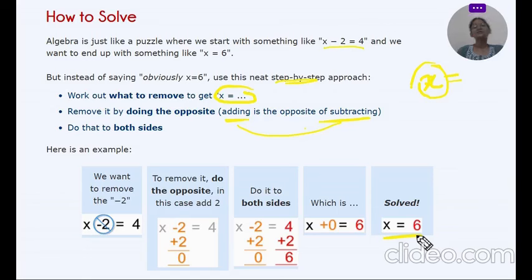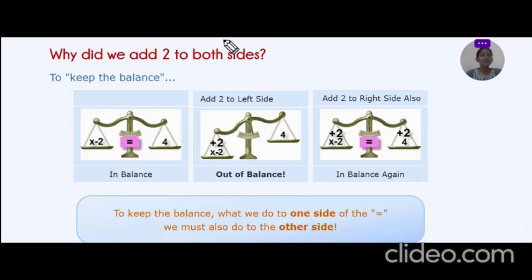So this is the step-by-step mathematical approach of solving very basic linear equations in algebra. I hope you understood that. Let's move forward. Now let's see, why did we add 2 to both the sides? We added 2 to keep the balance in the equation. Here the equal sign means balance. So here we have x minus 2 and we have 4. We want 4 here as well.